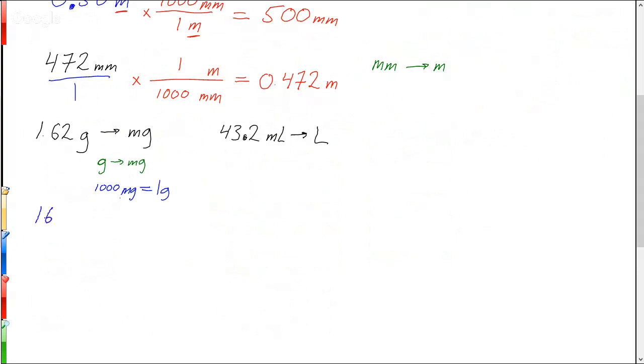So we can set that up to be 1.62 grams. And then we want grams on the bottom and milligrams on top because we started with grams. That's what we want to cancel. So we put that on the opposite side. And then we fill in the numbers, 1,000 milligrams in a gram. And so that tells us 1,620 milligrams.